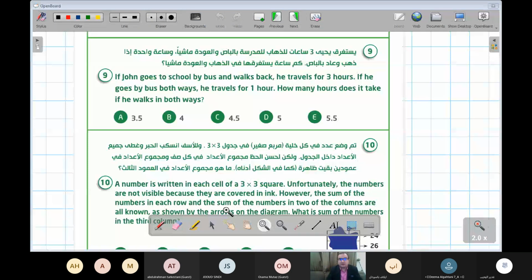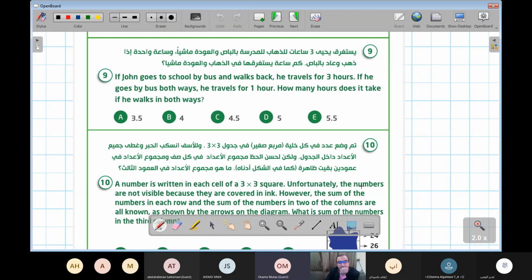So with number 9, if John goes to school by bus and walks back, he travels for 3 hours. If he goes by bus both ways, meaning if he goes to school and back home only by bus, he travels only 1 hour. How many hours does he take if he walks both ways? Okay, let's hear Osama for number 9.